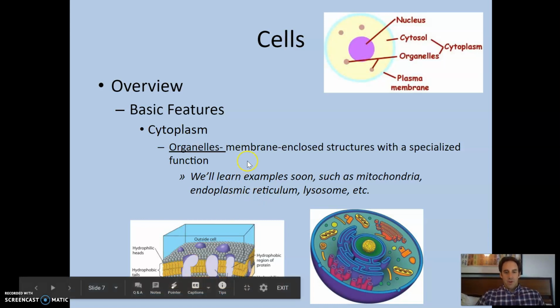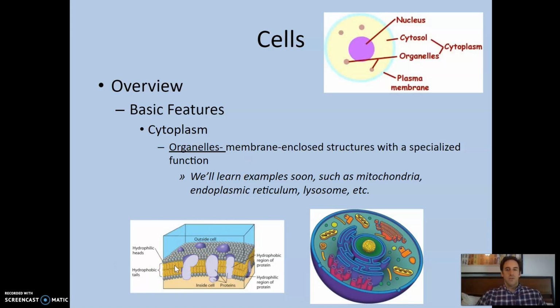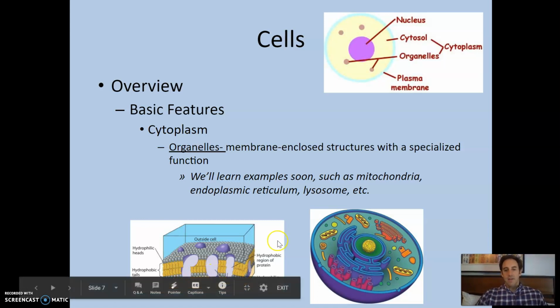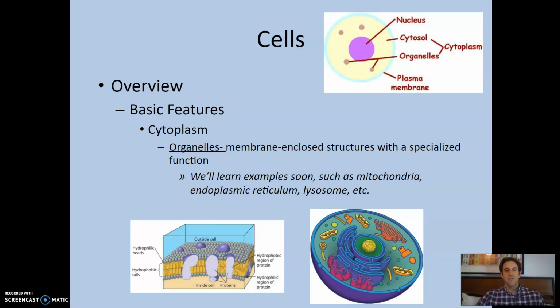Again, they're membrane-enclosed, so this same structure we found in the plasma membrane also surrounds all the organelles, and they have names like mitochondria, endoplasmic reticulum, Golgi complex, lysosome, things you may or may not have learned about last year if you took biology.